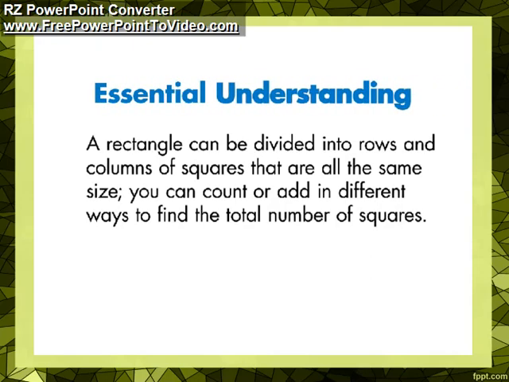The essential understanding for this lesson is, a rectangle can be divided into rows and columns of squares that are all the same size. You can count or add in different ways to find the total number of squares. Previously, students used equal shares to divide rectangles and circles into halves and fourths. In this lesson, students cover rectangles with square tiles arranged in rows and columns, and then count or use repeated addition to find the total number of squares.